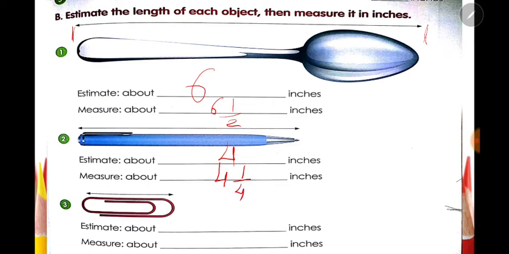Here is the paper clip. I guess this is about an inch and a half. Now bring your inch ruler and measure. Start from zero. It's about an inch and 3/4. Perfect. Let's go to the next page.